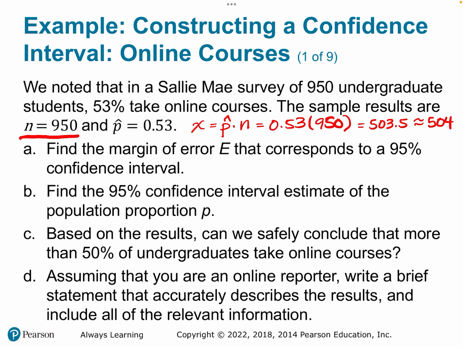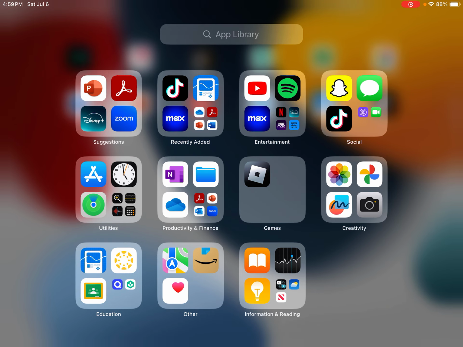To calculate a 95% confidence interval using our calculator, we're going to use the command under the following path: stat, tests, and 1 prop z int. That stands for 1 proportion z interval. You may have to scroll down in that menu to find this command, 1 proportion z interval. When we go to the calculator, we're going to enter the following information. Let me go to my calculator app and show you that.